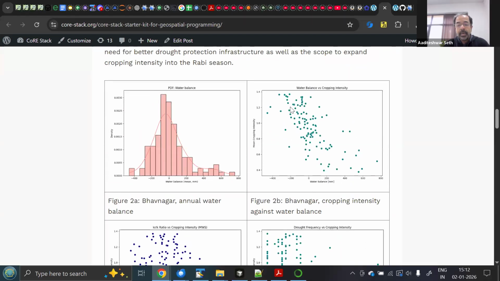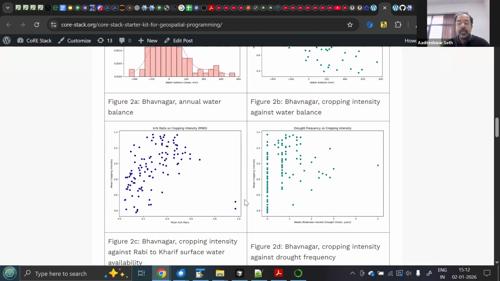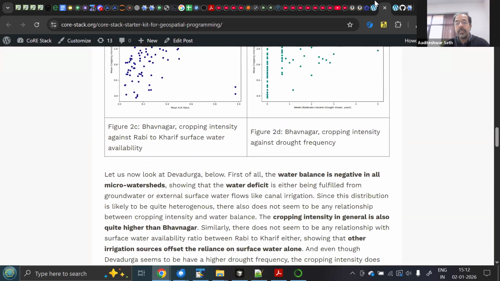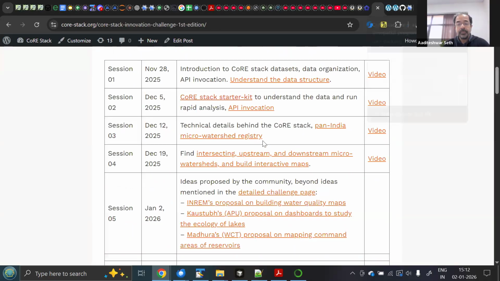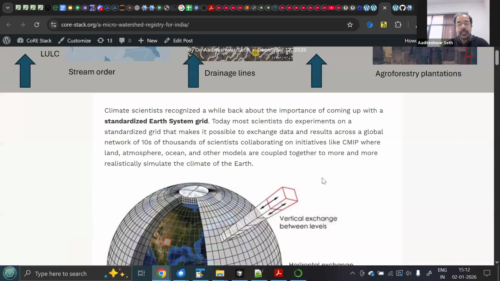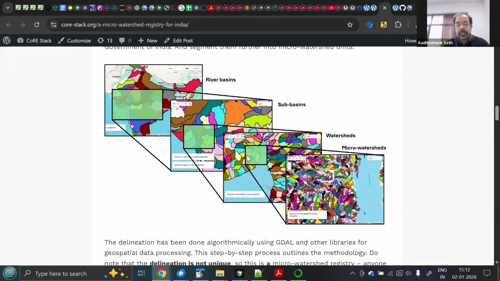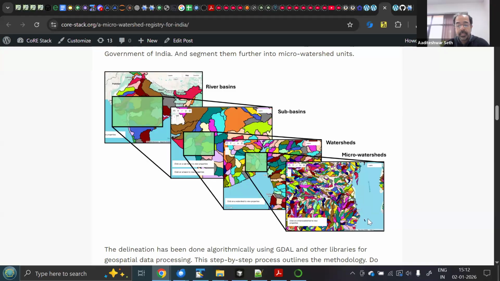You can study how cropping intensity changes with water balance, where you see an inverse relationship, or how cropping intensity changes with surface water availability, for example how much water is available during Rabi and how it relates to cropping intensity. A lot of this analysis becomes very easy to do. Then this blog will help you understand how we derive these micro watershed boundaries. There's a particular process: all of India is broken up into river basins, sub-basins are broken up into watersheds, and watersheds into micro watersheds of this sort.